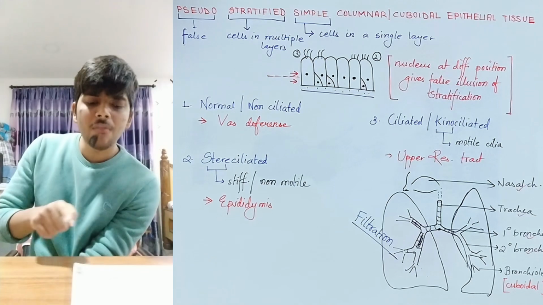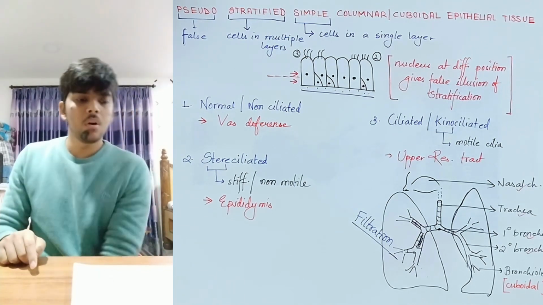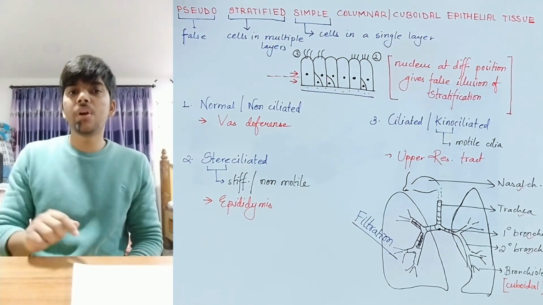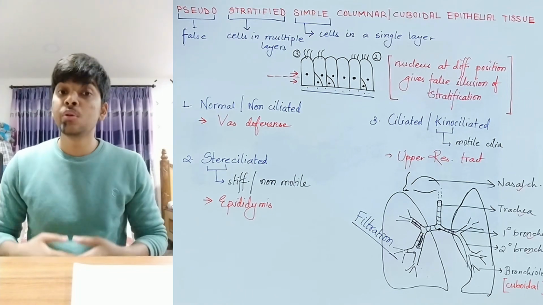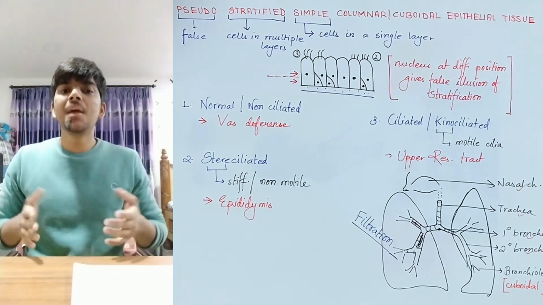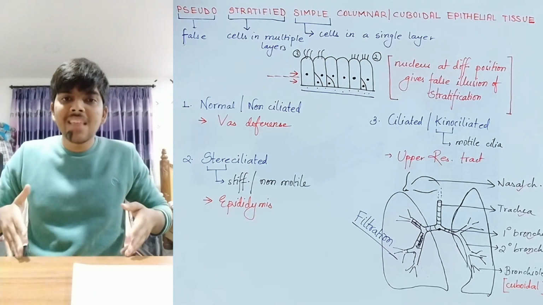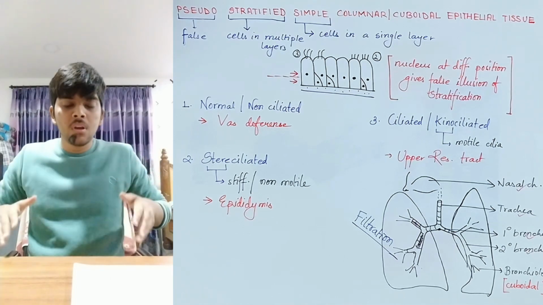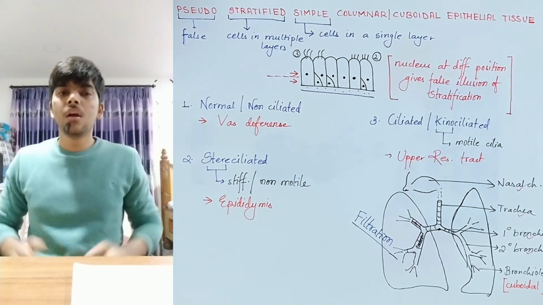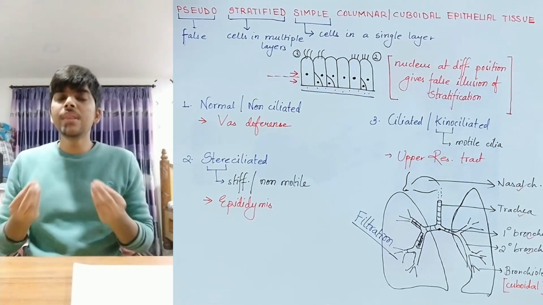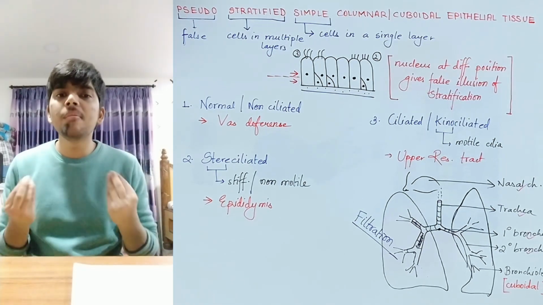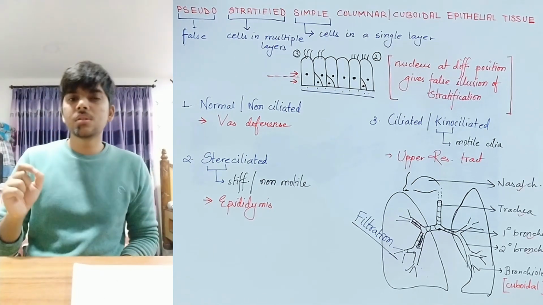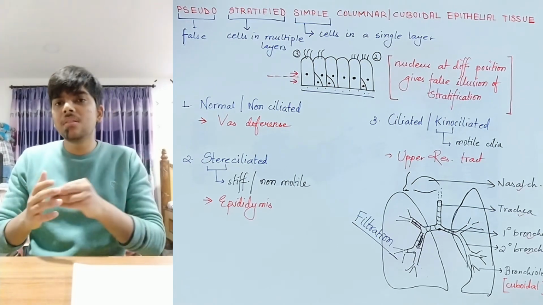What is the significance of kinociliated epithelium? Okay, the kinociliated pseudostratified simple columnar or cuboidal epithelial tissue have kinocilia. These kinocilia beat in a particular direction, and that particular direction is outside or up. What's the use of that? When you breathe in, along with air goes in dust and dirt particles. Your respiratory tract is lined by mucous membrane. Those dust and dirt particles get trapped in the mucous membrane.